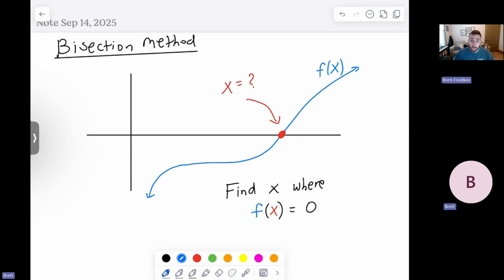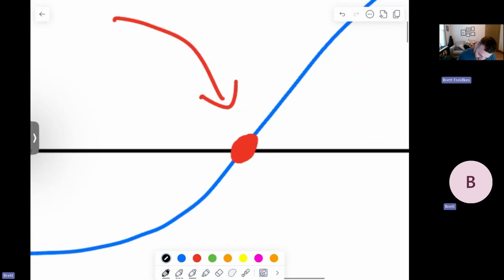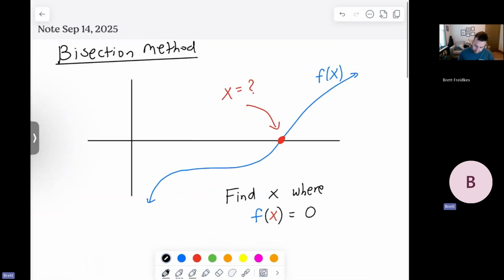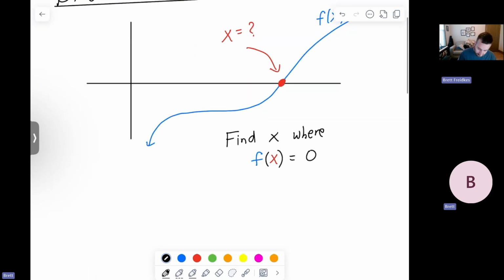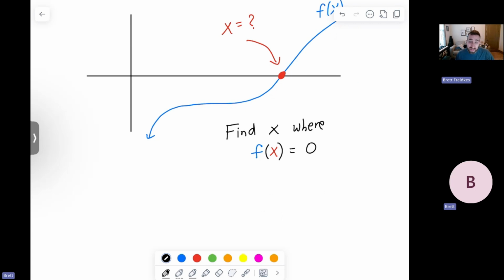Hi. So the goal of this video is to talk about the bisection method. And our objective for using a method like this is to try to find the location along a function where the function intercepts the x-axis. Basically, where does f of x equal 0? This is important because in many cases, we're interested in when a function or some physical behavior is equal to 0, or it's equal to some number.